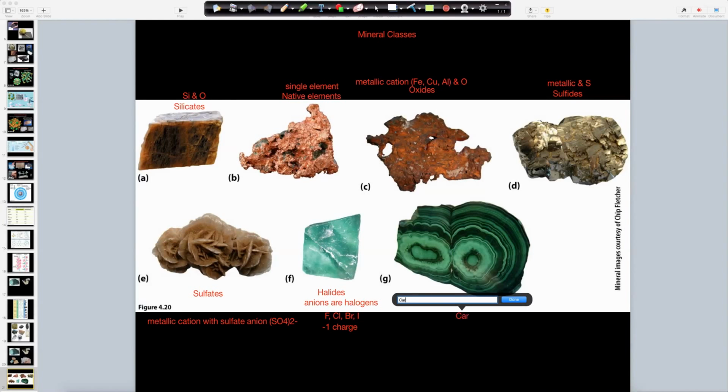And the last one is carbonates. This carbonate shown here is malachite. It's a copper carbonate. Carbonates have to have CO3 in them, which has a 2- charge. So as long as it's carbon and oxygen, basically this carbonate ion, it's a carbonate. This doesn't really look like calcite because it's a copper carbonate. We have dolomite, which is a magnesium calcium carbonate, or you have limestone or calcite, which is calcium carbonate. So carbonates are a wide variety of compositions as well.